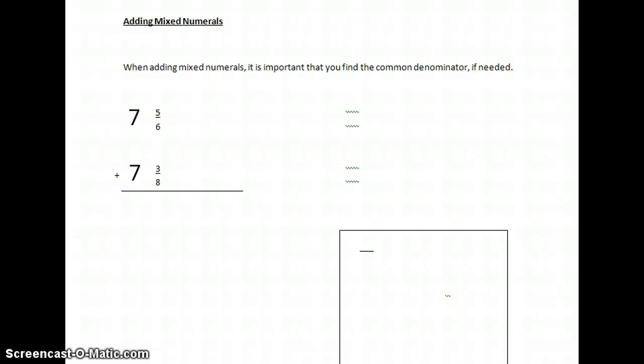I'm talking to you tonight about adding mixed numerals. This is also called adding mixed numbers. Now it's important when you add the mixed numbers that you find the common denominator if needed.